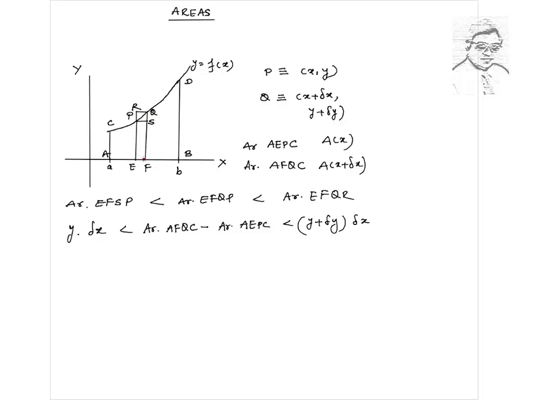If you focus on EFQP, then you find that this is having greater area than this rectangle, EFSP. But it has smaller area than the upper rectangle, which is EFQR. Area of this rectangle is the width delta x into this, which is y. Area of the bigger rectangle is the width multiplied by this height, but Q is this.